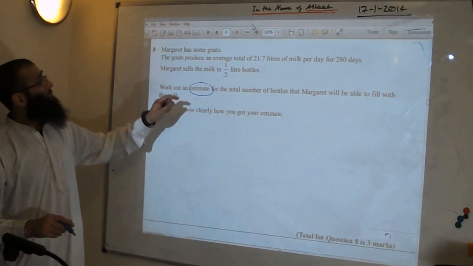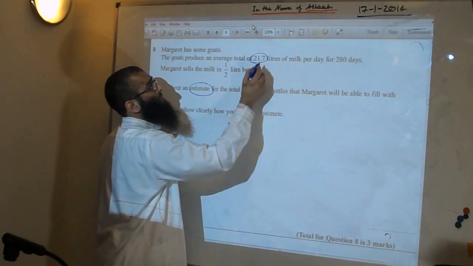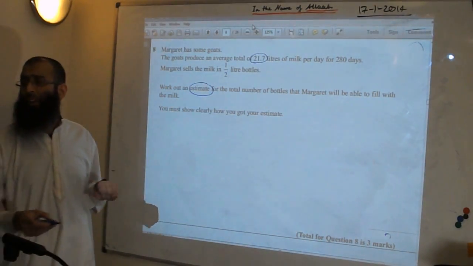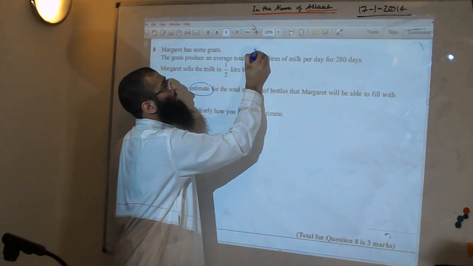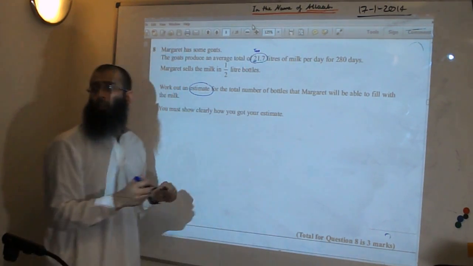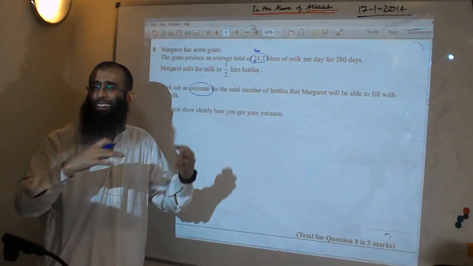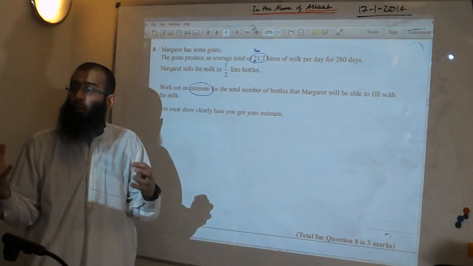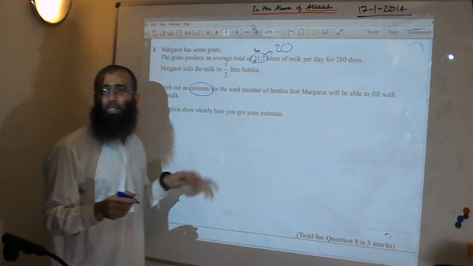So, first of all, Mr. Umar, if you look at this number here, 21.7, the highest place value is the 2, which column is it in? The tens column. So if you round 21.7 to the nearest tens, I'll call that my nice chunky number. That gives us a chunky number which looks like 20.